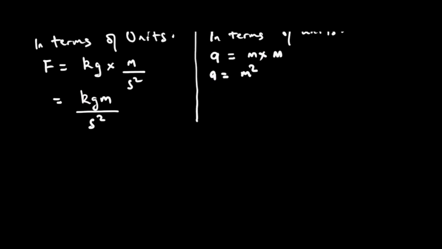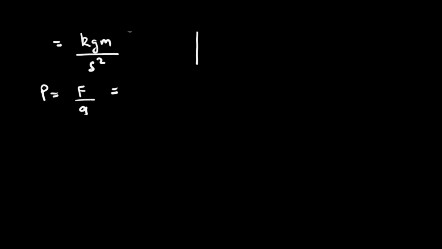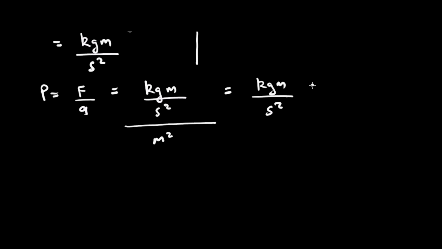Saka panapa takuda kuchidhila nequestion yedu. Saka pressure iri equal to force over area, of which is also force pataiexpressa in terms of units. Answer yanga irichi kgs meters over seconds squared, dividing area pataiexpressa yanga ingori meters squared. So this is going to be equal to kgs meters over seconds squared divided by meters squared. This is equal to kgs meters over seconds squared multiplied by 1 over meters squared.